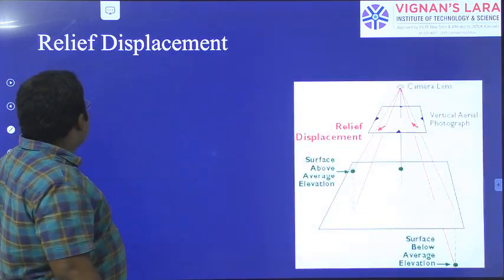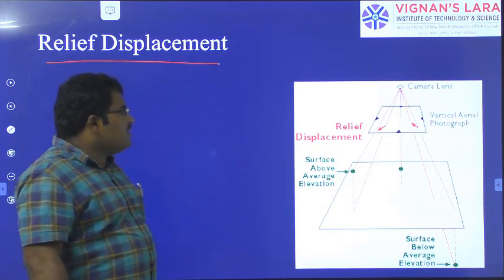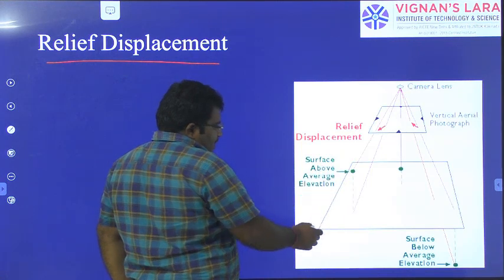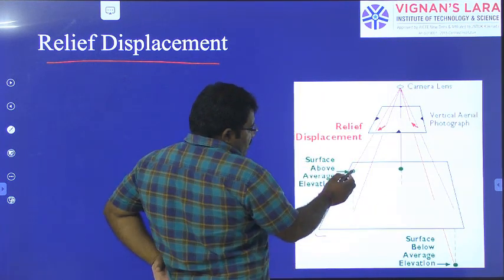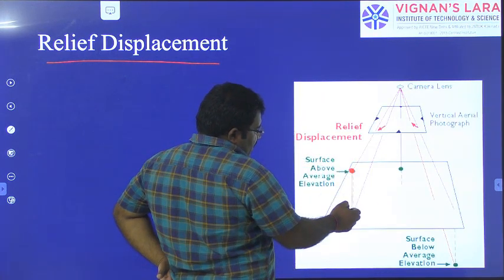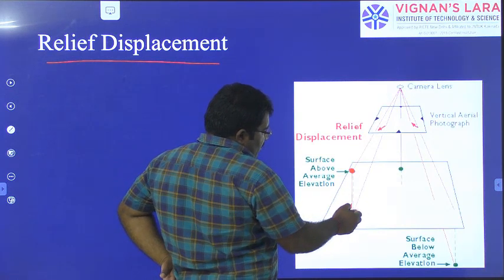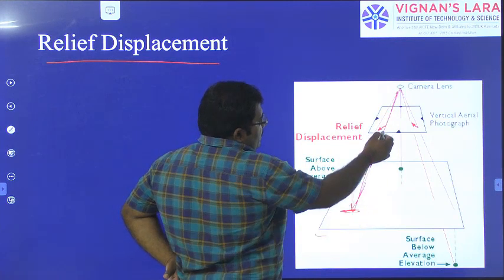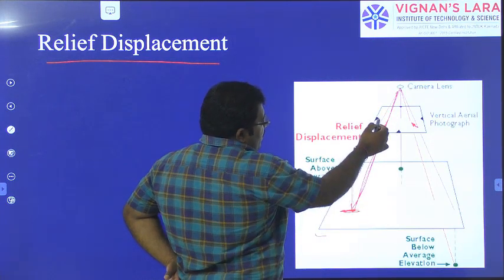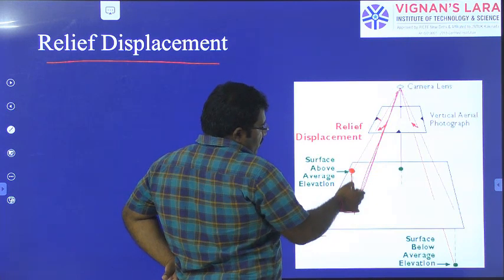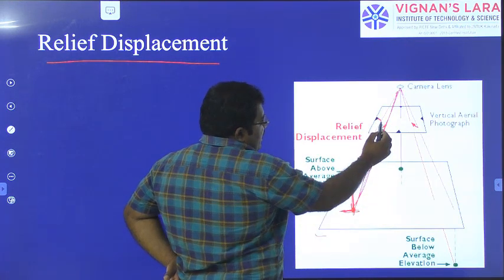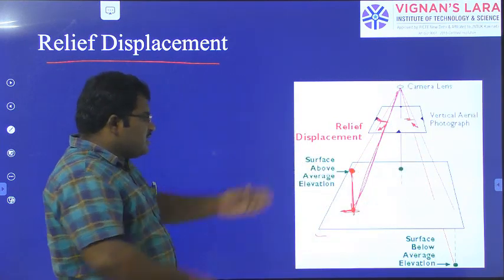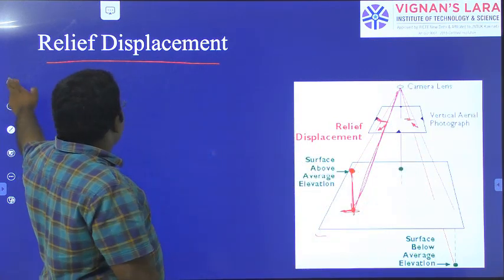First of all, we are going to discuss relief displacement. See here, this is the actual surface above the elevation. If this is the point, it is actually there, but we have some height. Coming here, you can see the bottom will be marked here and the top will be marked here. Actually this is only one location or one object, but here it is showing two objects. Some distance is there, and that is called the displacement.